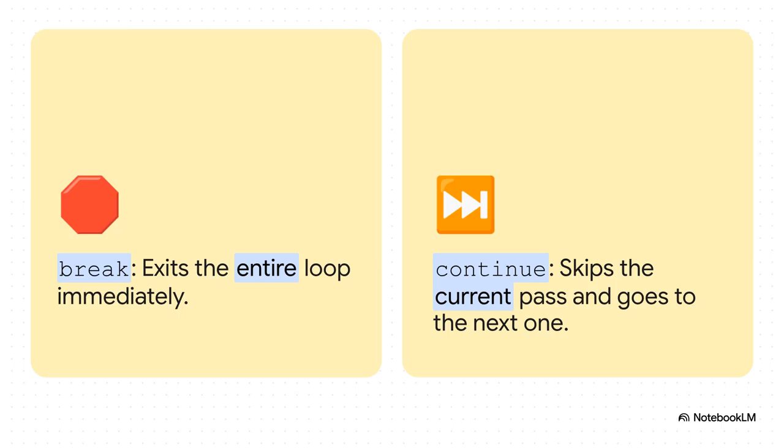Break is like hitting the big red emergency stop button. The second your code hits a break statement, the loop is done. Finito. Continue is much more polite. It just says, okay, I'm done with this particular iteration. Let's just jump back to the top and start the next one.